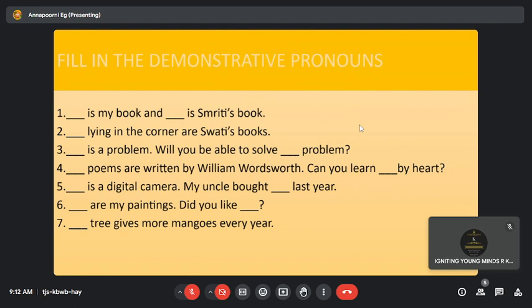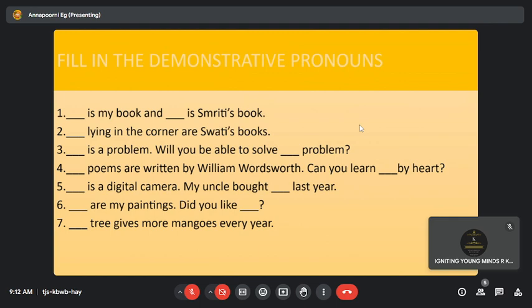Good. Dash is a problem. Will you be able to solve dash problem? Is it a problem? That or this. Okay, this is a problem or that is a problem. Both are correct. Will you be able to solve? If you are using this in the first part, then use this in the second part also. If you are using that in the first part, use that in the second part also. Okay, you can say this is a problem. Will you be able to solve this problem? Okay, both are correct. This and that are correct.